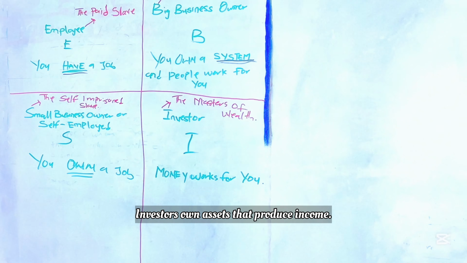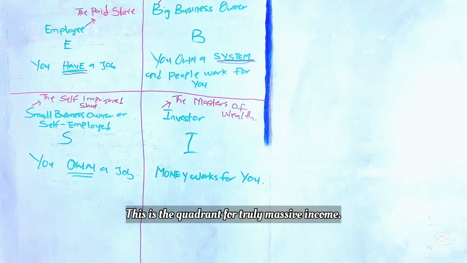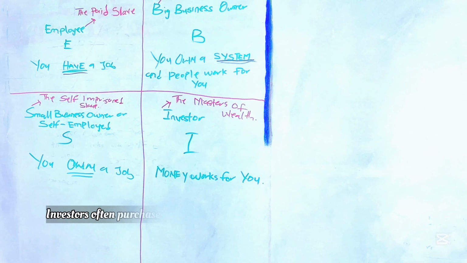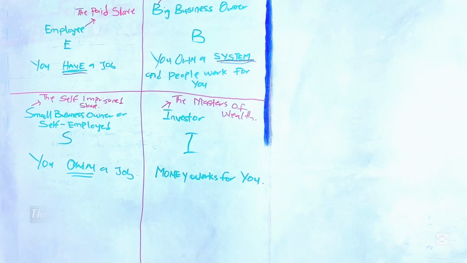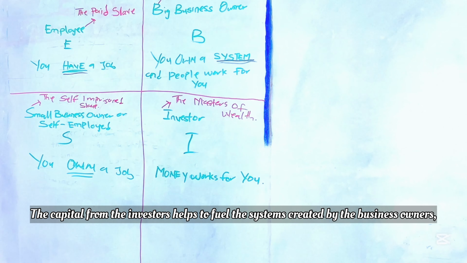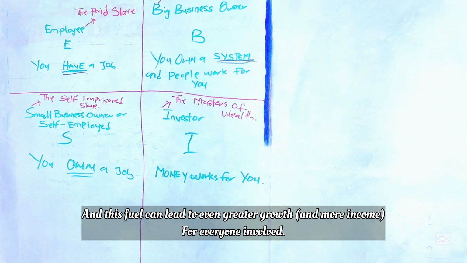Investors own assets that produce income. This is the quadrant for truly massive income. Investors often purchase shares of companies owned by those in the B quadrant. The capital from investors helps to fuel the system created by the business owner, and this fuel can lead to even greater growth and more income for everyone involved.